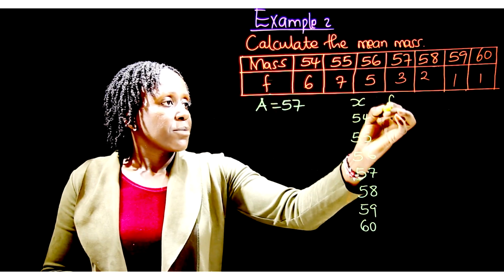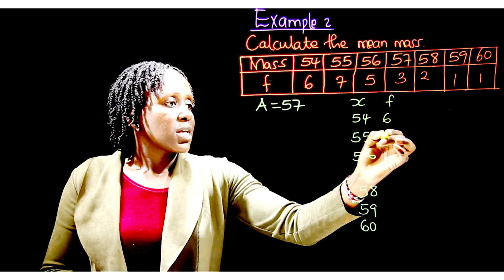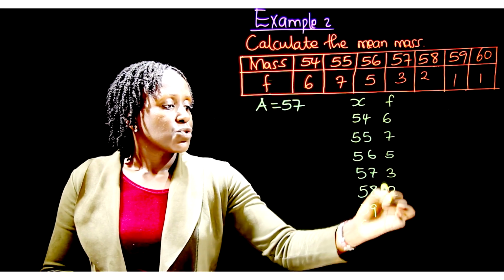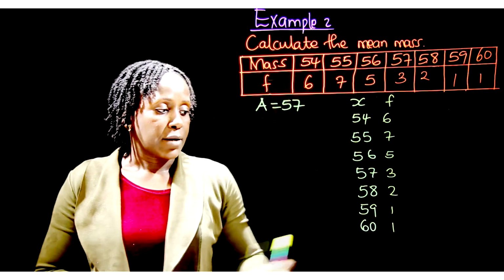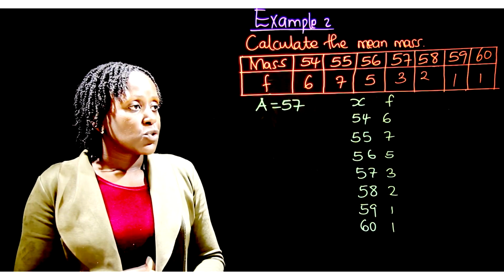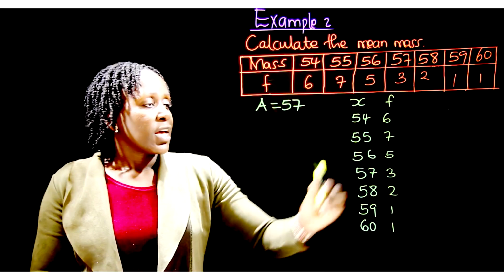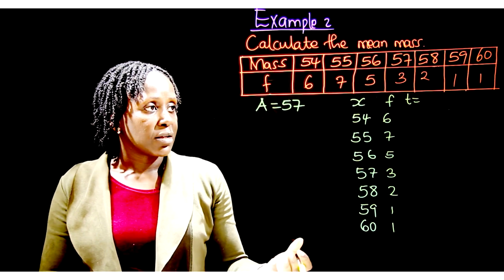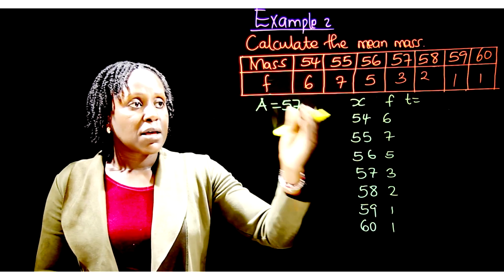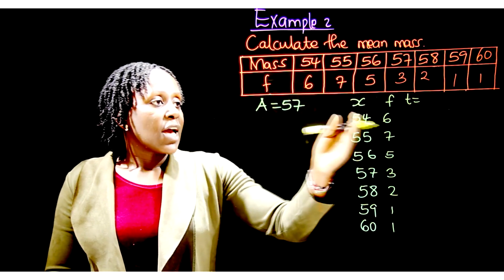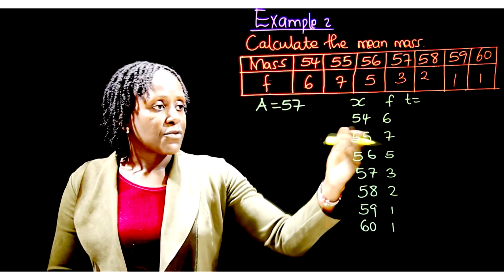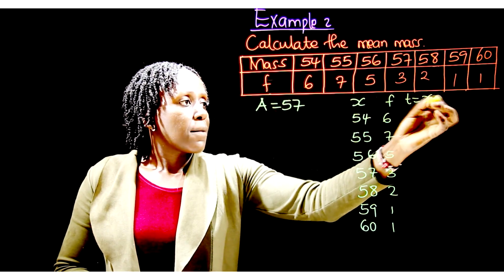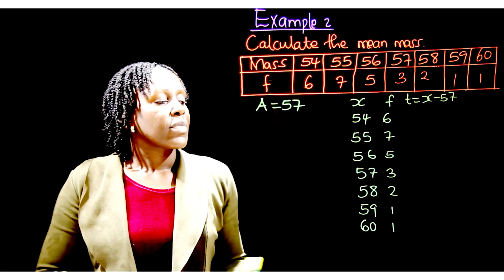So the frequency is 6, 7, 5, 3, 2, 1, 1. Now we're going to calculate the value of t, and t is given by x minus the assumed mean. x in this case is 54, 55, and so on. So we have x minus 57.